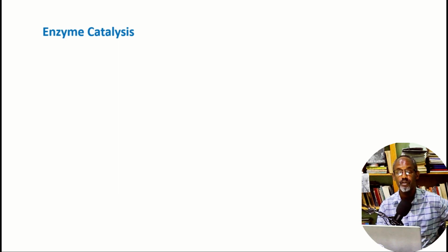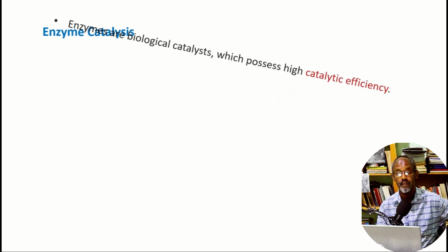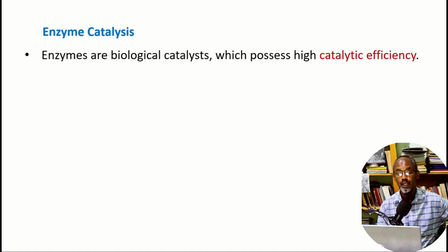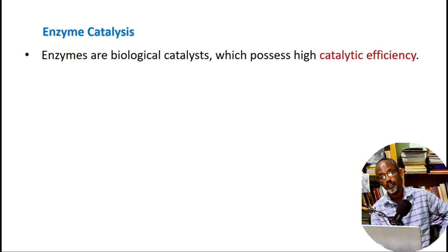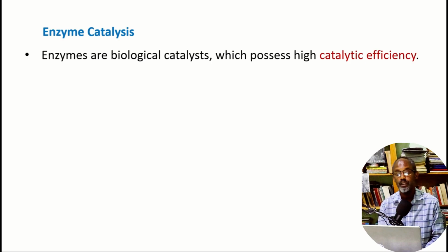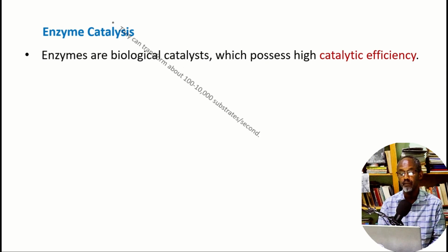The other chemical property: enzyme catalysis. Of course, enzymes are biological catalysts, we have said several times, which possess high catalytic efficiency. Underline this, catalytic efficiency. Really smart molecules, really. Enzymes are really super smart molecules. Unless we are talking about some very few enzymes which are poor in terms of their efficiency, of course. Otherwise, the majority of enzymes are highly efficient, we can say.